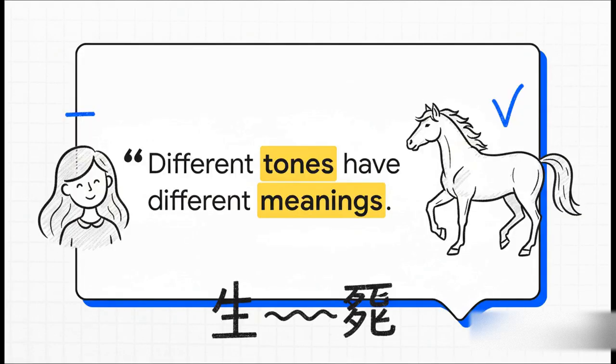So if you take one thing away about tones, let it be this. They aren't just for flavor, they are everything. The difference between ma, which is mother, and ma, which is horse, is just the tone. This is not optional. It is the absolute core of how the language works.